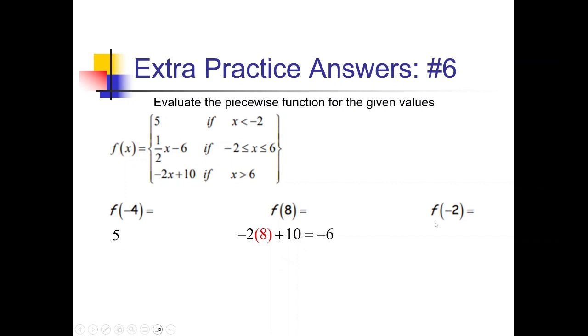And then finally, -2, that is in the second rule because we're doing -2 less than or equal to x, less than or equal to 6, so it's just barely in that second rule. So we've got 1/2 times -2 minus 6. Half of -2 is -1. -1 minus 6 is -7.